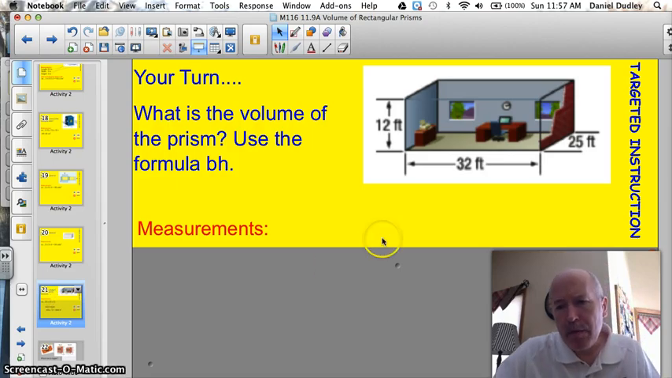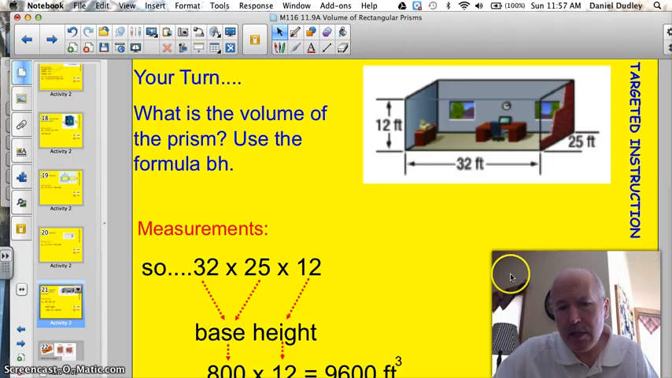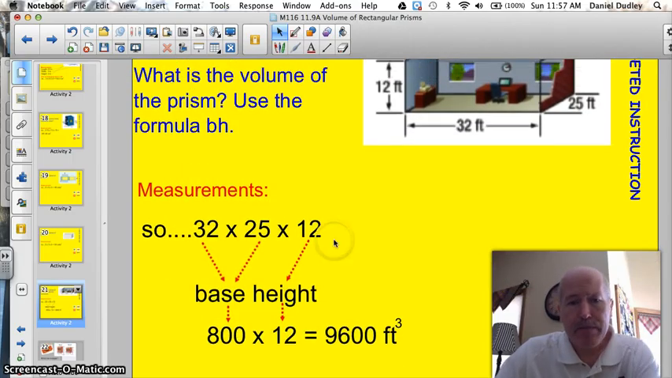All right. Well, this is actually kind of a real-life problem. Looks like somebody's office, and it's a pretty nice sized one, if I say so myself. Here are your measurements. 32 times 25 times 12. Now the base is going to be the bottom of it, 32 times 25. So if you find the base, you find 800. And then you multiply it by the height, which is 12. Is the answer any different? Absolutely not. 32 times 25 times 12, it's still 800 times 12, just like here you've just combined the first two measurements into the base, times 12, which is 9,600 feet cubed.